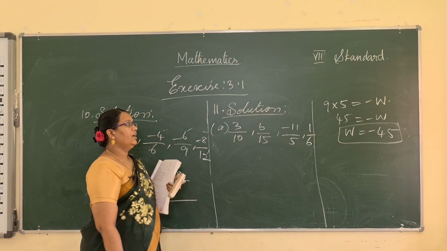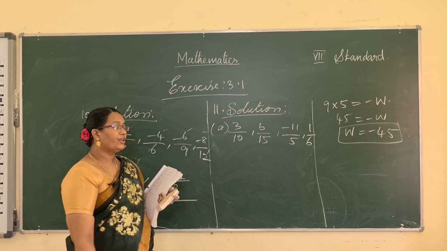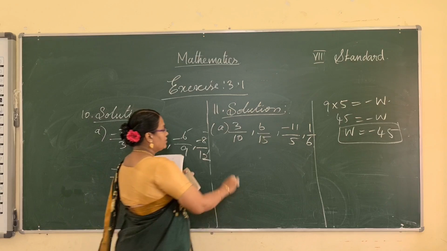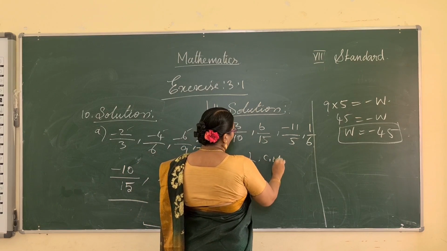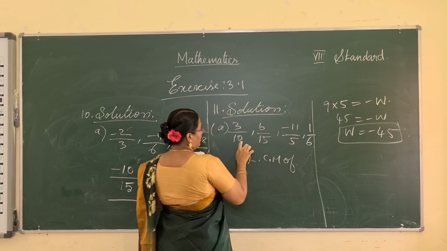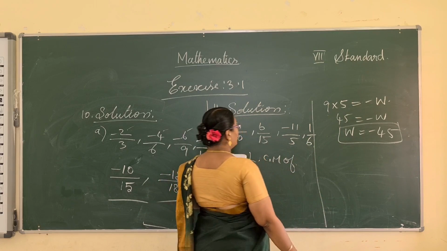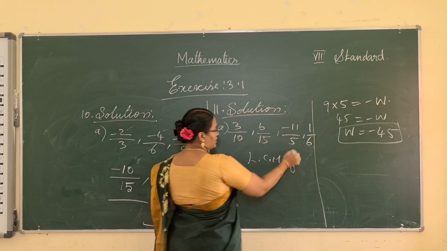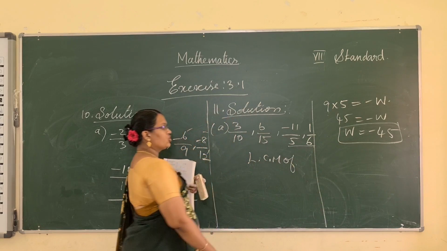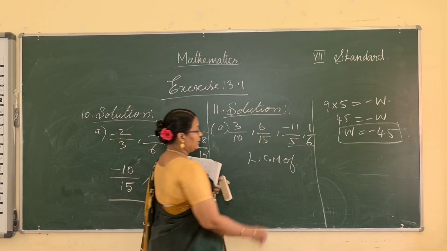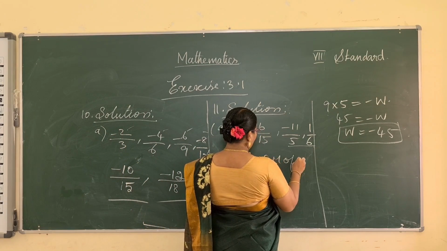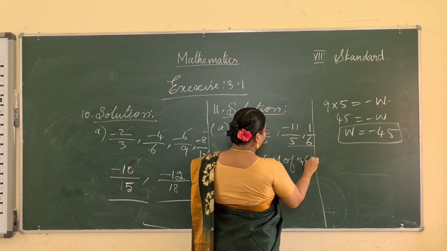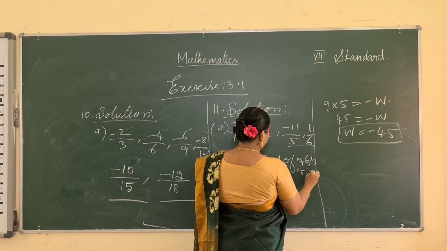So the denominators and numerators are different. Here you should find out the LCM. The LCM of 10, 15, 5, 6 is given. So the least common multiple is 30. So the LCM of 5, 6, 10, 15 is 30.